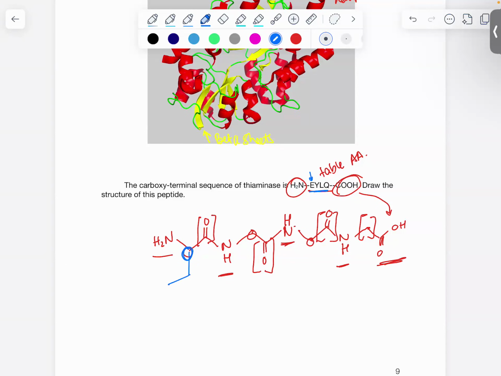And so first, C is glutamic acid. And then we have Y, which is tyrosine. And then we have L, which is leucine. And then we have Q, which is glutamine. And so you'll just draw in all of the R groups as they are written on the table.